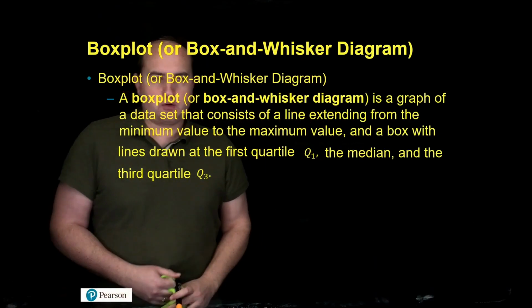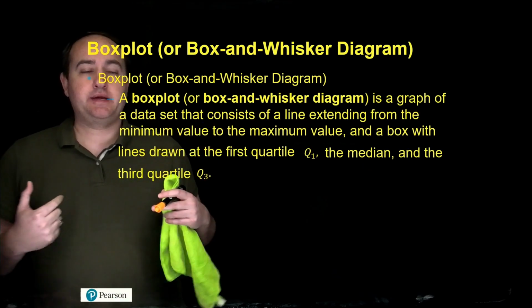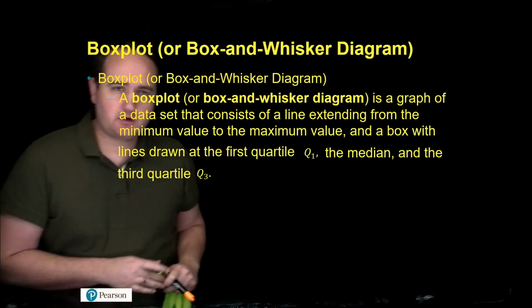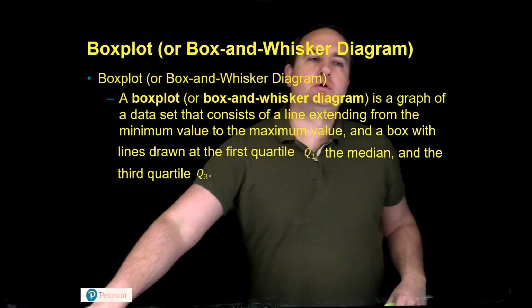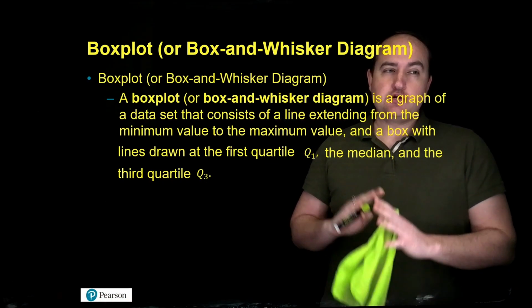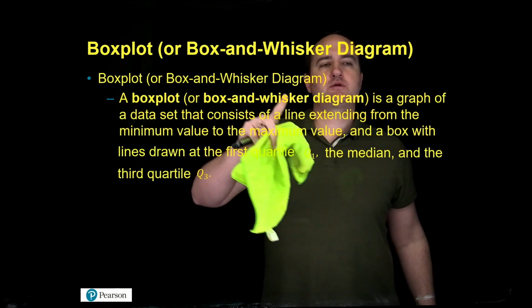Okay, so let's talk about how we can use this 5-number summary to actually construct a pretty cool graph. So the graph that we can use once we have a 5-number summary is a new graph called a boxplot, or box and whisker diagram.